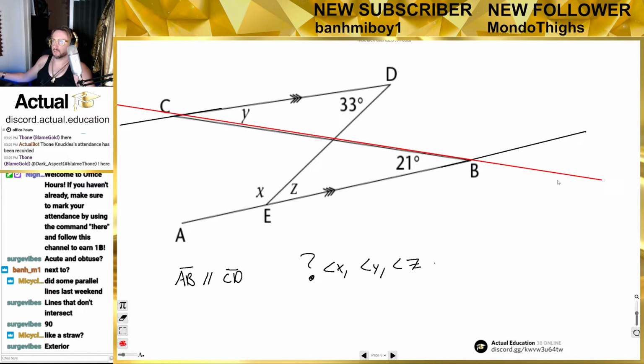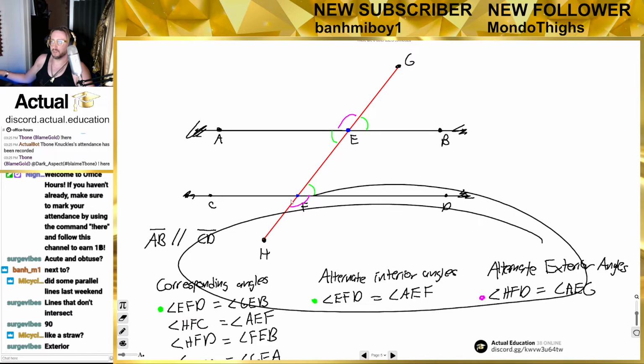Maybe this will help you. Would you do 180 minus? Oh wait. Yeah, see, you can't do any 180 minuses because you don't know any of the other angles. I'll give you a hint. It's one of the things we learned.